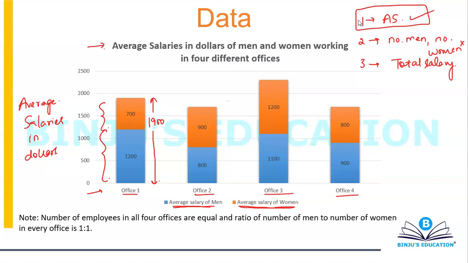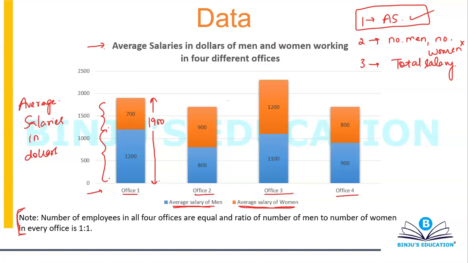Now, below this data set, they have given me a note also, and this note says the number of employees in all four offices is equal, and the ratio of the number of men to the number of women in every office is 1:1. So I think that's the information I was looking for, and they have given it to me.